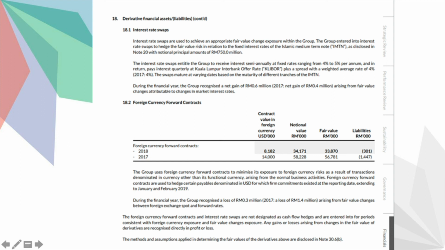So the group uses foreign currency forward contracts to minimize its exposure to foreign currency risk as a result of transactions denominated in currency other than its functional currency, arising from the normal business activity. Foreign currency forward contracts are used to hedge certain payables denominated in USD for the firm.